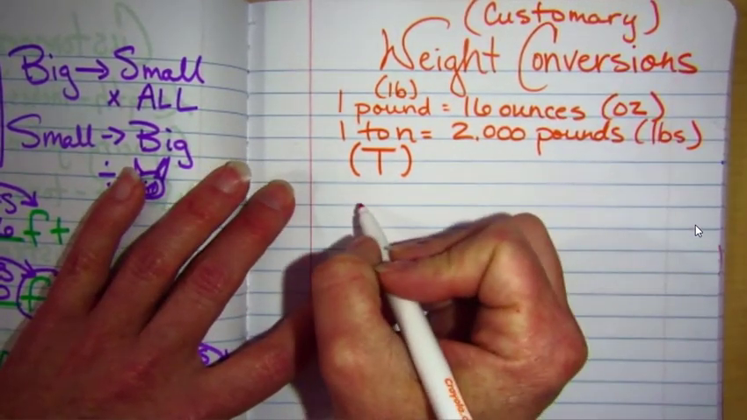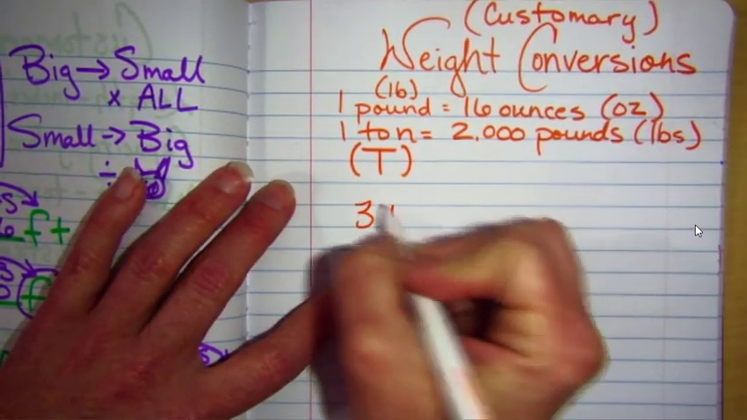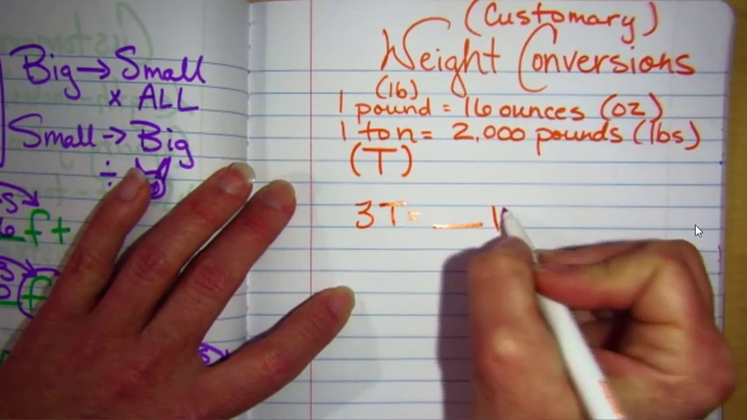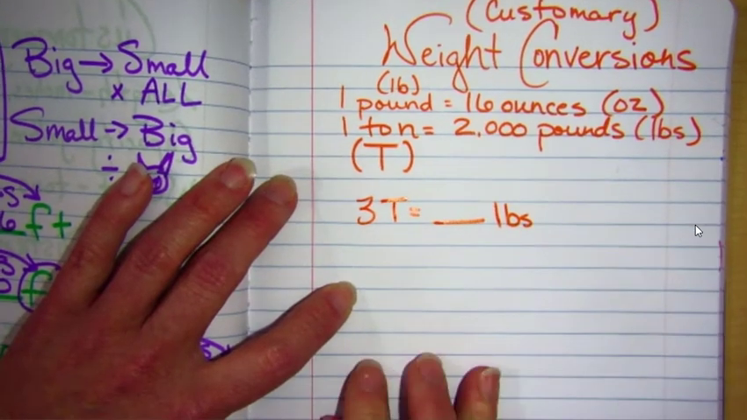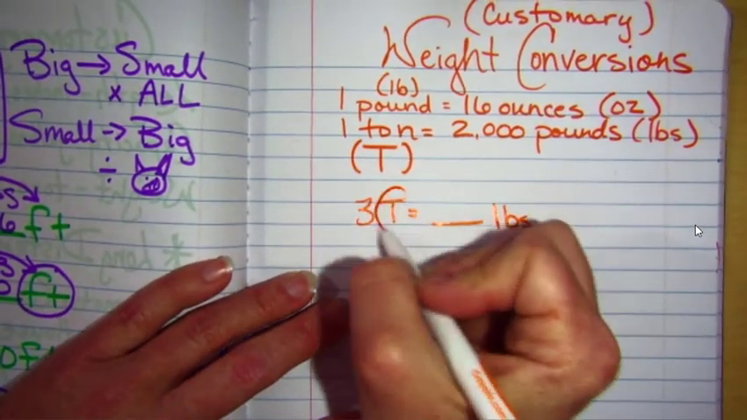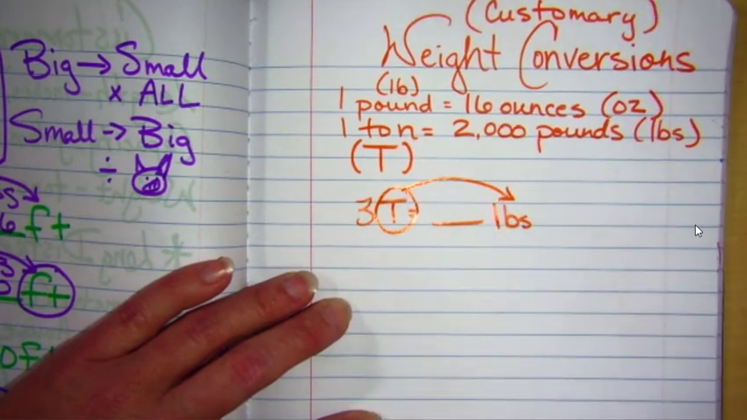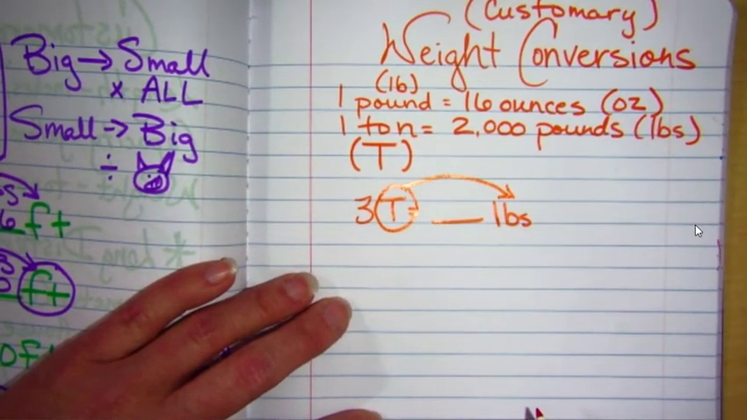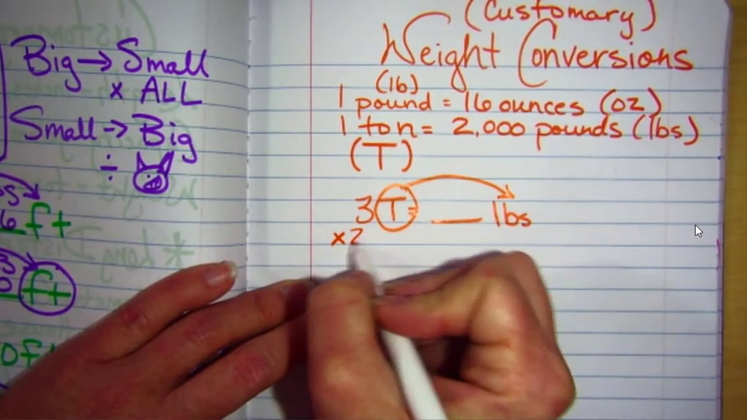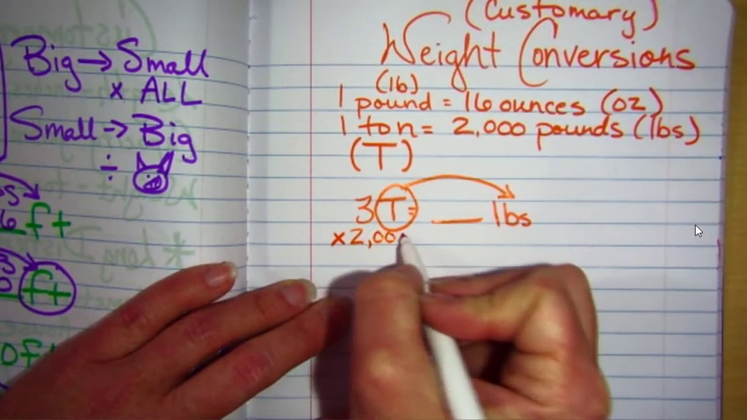This is going to be really easy for tons and pounds because I've taught you some tricks to make this easier. If I have 3 tons and I want to make it into pounds, what's my big? Mr. T. Am I going big to small or small to big? Big to small, we multiply all. I'm just doing 3 times 2,000.